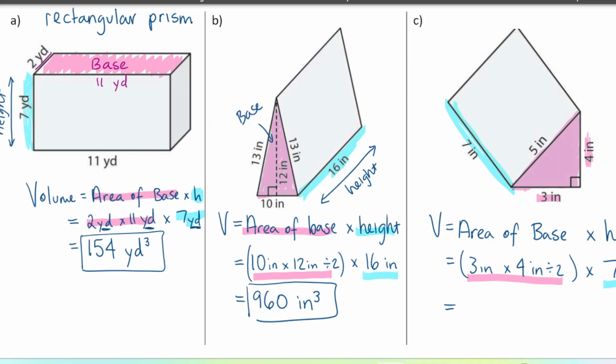So 3 times 4 divided by 2 is 6, and 6 times 7 is 42. Don't forget your units, they'd be inches cubed here. Okay, there you go. That's how to do the volume of a prism.